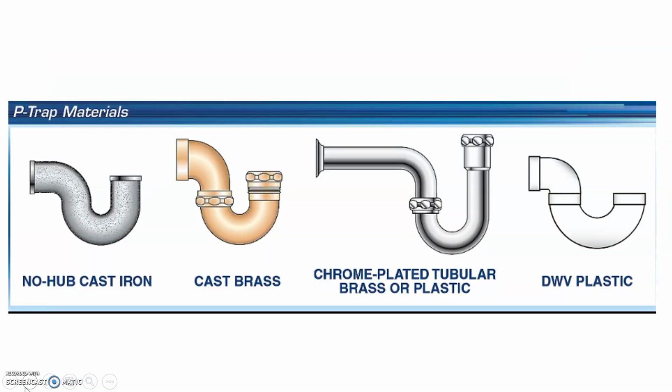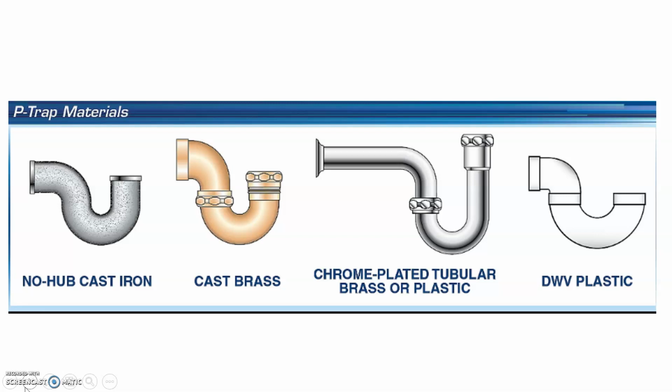Our P-traps will come in a variety of materials. We could have a no-hub cast iron, a brass type of trap, a chrome-plated tubular trap, and/or plastic. We can also have our DWV plastic, and that could be a variety of ABS, PVC, etc.